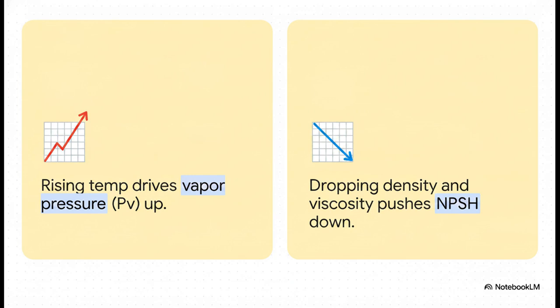This creates a cascading chain reaction in the physics of the system. Think about it. When temperature goes up, vapor pressure goes up. Simultaneously, the higher heat causes the fluid's density, its physical heaviness, and its viscosity, its thickness, to go down. Now, these shifts might seem kind of minor on their own, but together, they pull the rug right out from under our pressure buffer, ultimately shrinking our critical available NPSH.